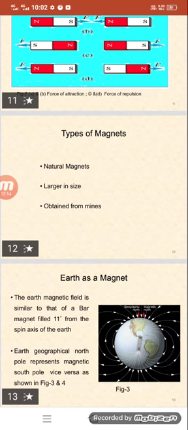After that, we are going to discuss the earth as a magnet. Normally, among natural magnets, the earth acts as a magnet. The earth's magnetic field is similar to that of a bar magnet, which is tilted about 11 degrees from the spin axis of the earth.